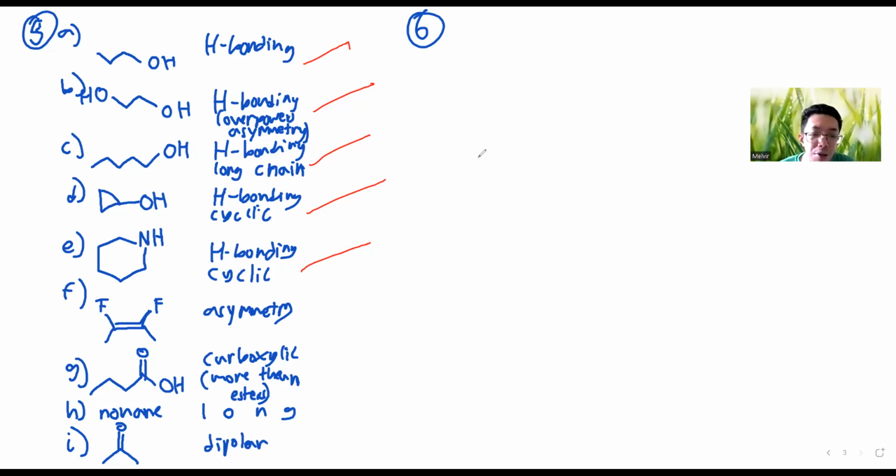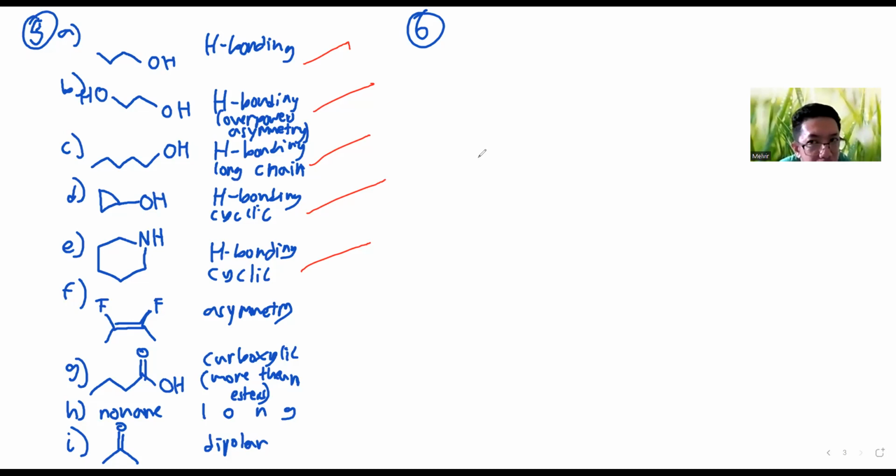Sa letter F mo, you have cis versus trans. So, ito medyo mas controversial siya. Tingin mo, bakit trans ang sagot mo? Can you explain this asymmetry, Josh? What is this asymmetry? Why does this 2,3-difluoro-2-butene, cis form, have a higher boiling point than the trans form? So, bakit cis ang pinili mo, Josh? Ito yung cis po yung mas asymmetrical.